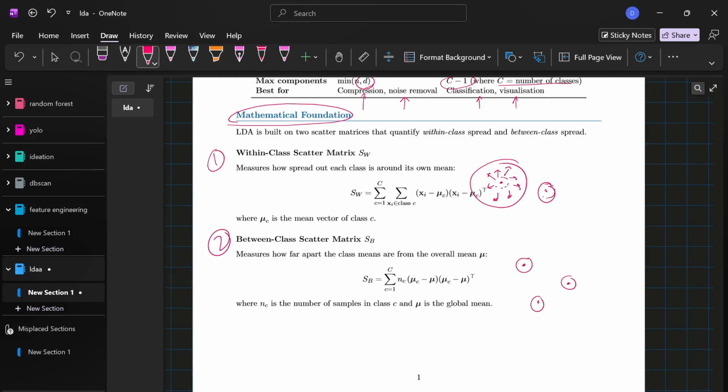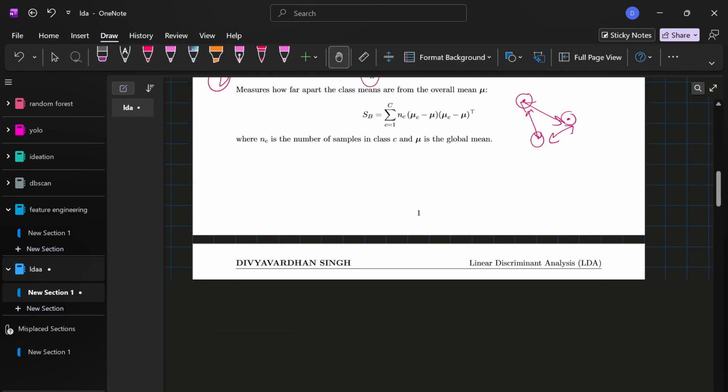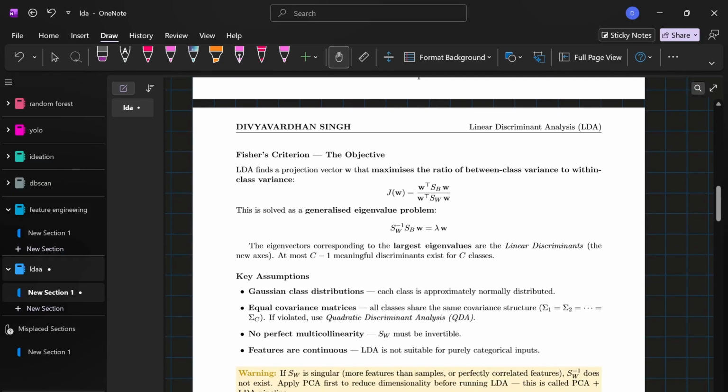Now moving forward, we have the between class matrix. It is asking the opposite, how far are the class centers from each other and from the overall center of all the data. So that goes into a matrix called SB. LDA's entire goal is to find a projection direction where SB is large and SW is small. In plain English, your classes should be as far apart as possible but as tight as possible within themselves.